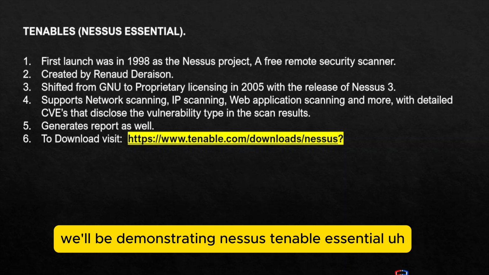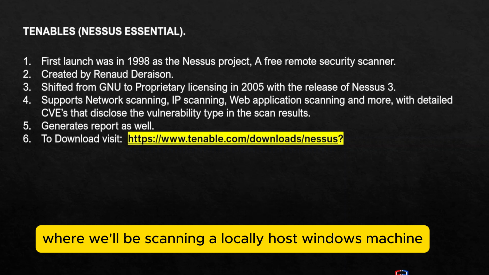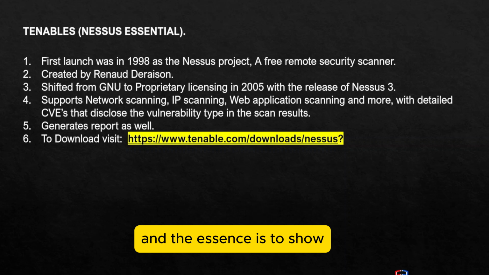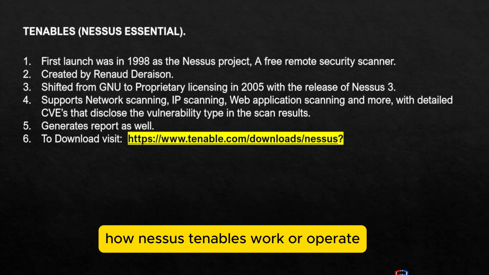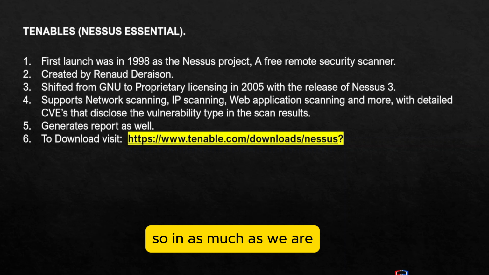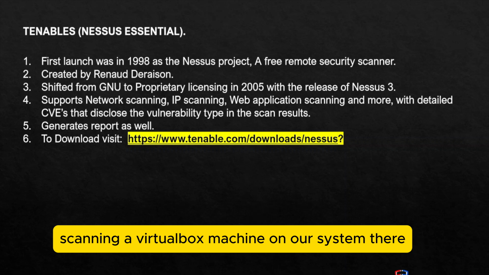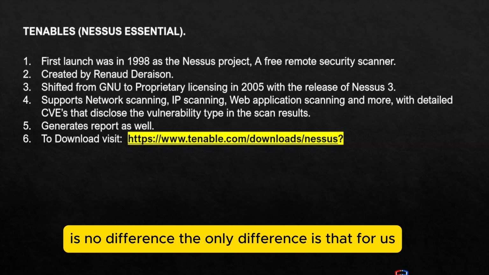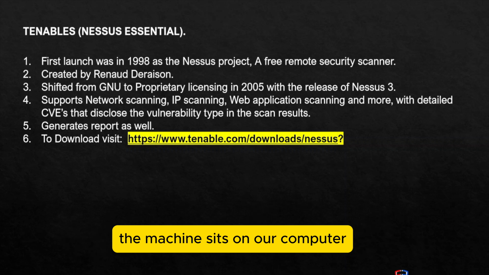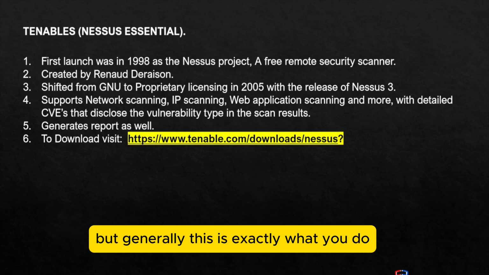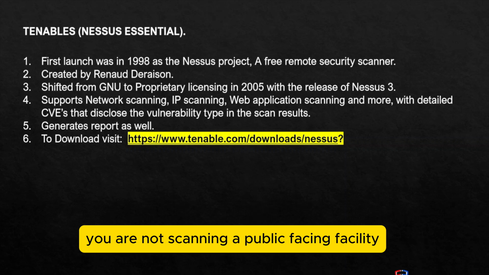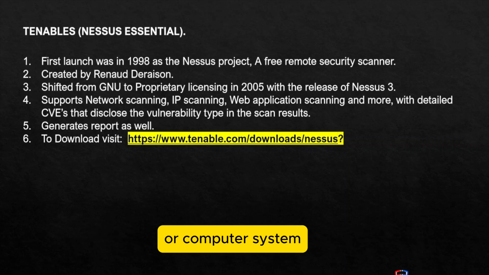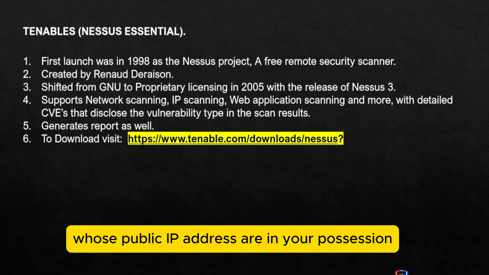So today we'll be demonstrating Nessus Tenable Essentials, where we'll be scanning a locally hosted Windows machine. And the essence is to show you what's really going on in the background, in the sense of how Nessus Tenable works or operates. So in as much as we are scanning a VirtualBox machine on our system, there is no difference. The only difference is that the machine sits on our computer, but generally this is exactly what you do. When you scan a target, you're scanning a public-facing facility, in this case a network, a computer system whose public IP addresses are in your possession.